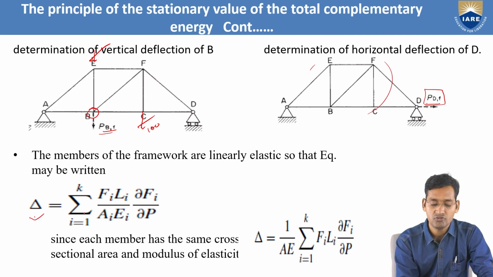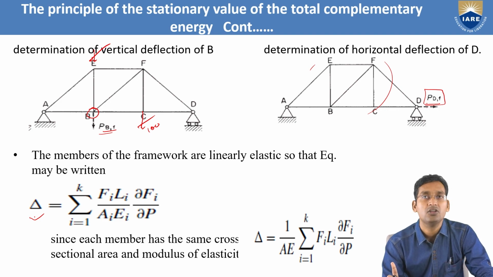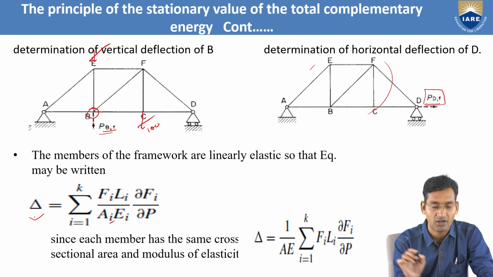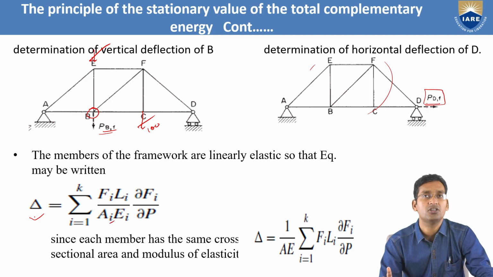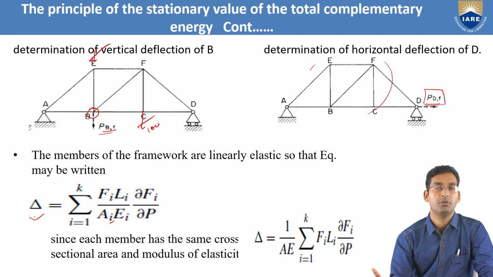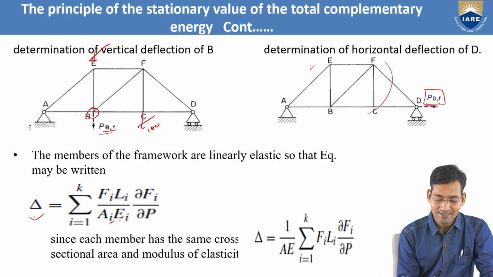Remember, i = 1 to k, Fi Li by Ai Ei, ∂Fi by ∂P. Now here in the question, what was given? A is uniform, that is, a constant cross-sectional area is there. So Ai is not required. Similarly, Young's modulus of all the members is the same, which means Ei is again not required.